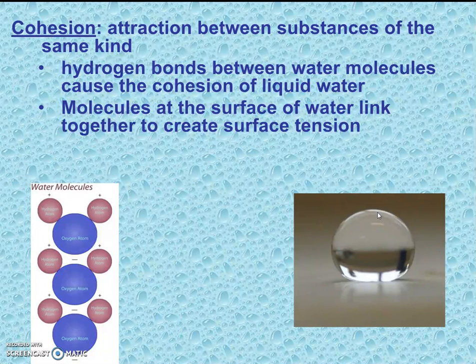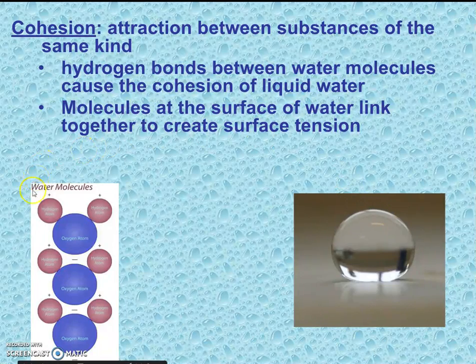Now, cohesion is one of the properties of water that is a result of its polarity. So cohesion is the attraction of substances of the same kind. That's the general definition of cohesion. So same is the key word there. The hydrogen bonds between the water molecules are the main causes of the cohesion of liquid water.